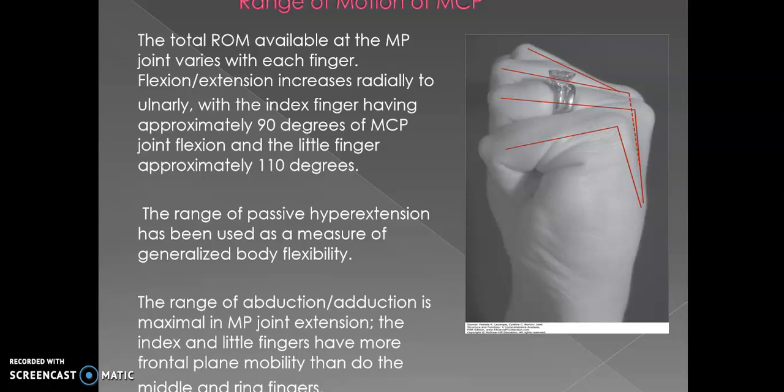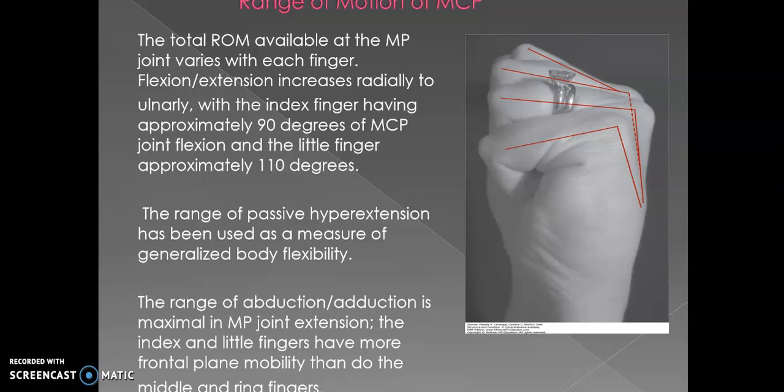So from the radial side to ulnarly, flexion and extension increases, with the index finger having approximately 90 degrees of MCP flexion. So we can say that the index finger, which is radially placed, has 90 degrees of MCP joint flexion, whereas the little finger has 110 degrees. So from 90 degrees at the index finger to 110 degrees, almost 20 degrees of range of motion increases from the index finger to the little finger. So the little finger has 110 degrees.